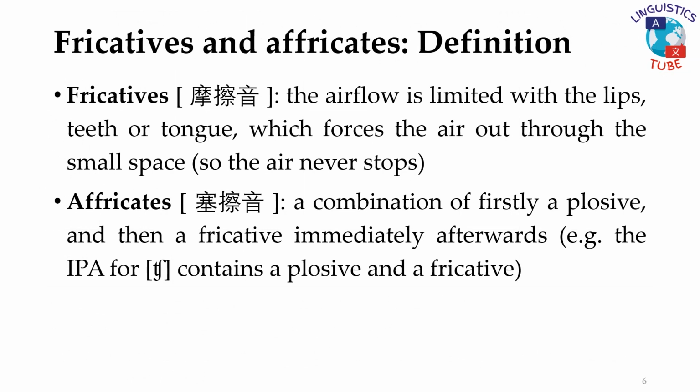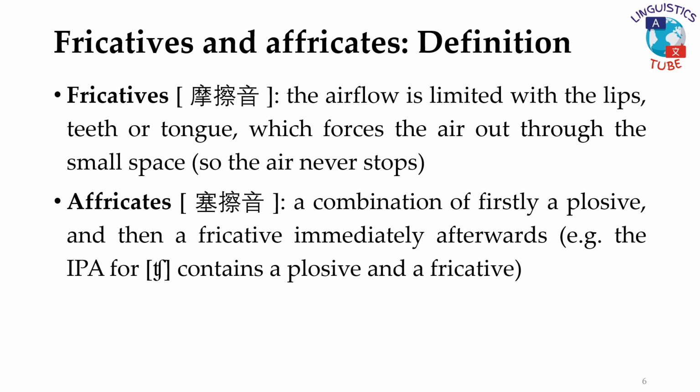Let's now look at definitions of these 2 types of consonant. To make fricatives, the lips, teeth, or tongue limit the airflow. This means that the air must be squeezed out through the small space between them. Therefore, the airflow never stops. This is very different from plosives, which do have a complete stop of air and then a sudden restart.